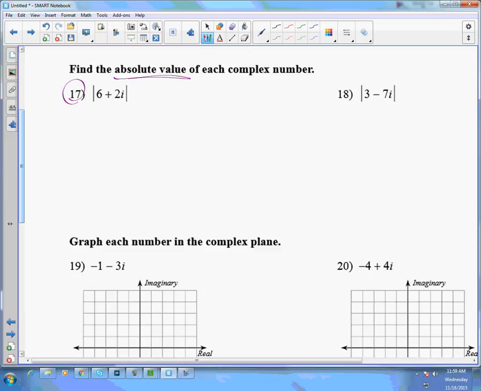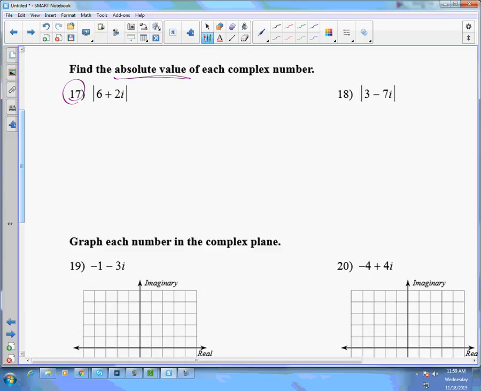Oh, okay, we talked about this. What's the absolute value of 4? 4. What's the absolute value of -4? 4. They're both positive because they're equidistant from which number? 0. Absolute value is distance from 0.